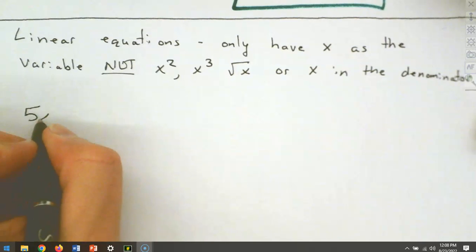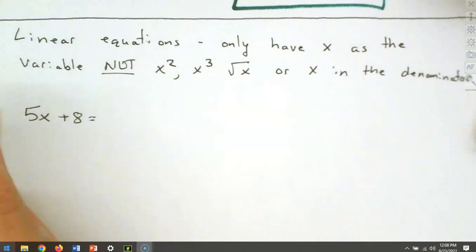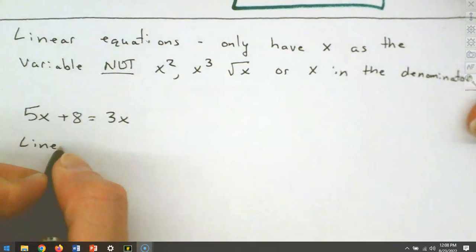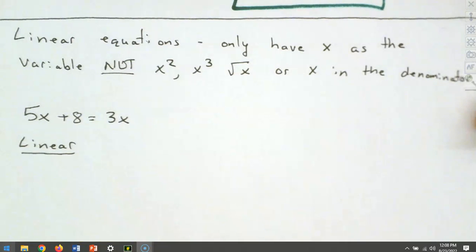How about 5x plus 8 equals 3x? Linear or nonlinear? Well, first thing we look at, do we have any x squared or x cubed or any powers at all? Nope. Do we have any square roots? Nope. X is not in the denominator of a fraction, so this is linear. Linear just means lines. I could graph it as a line.